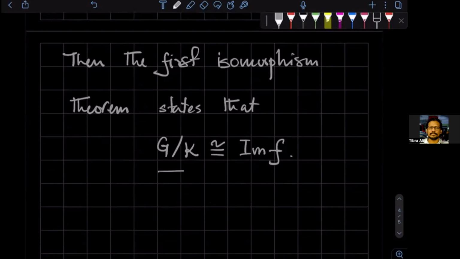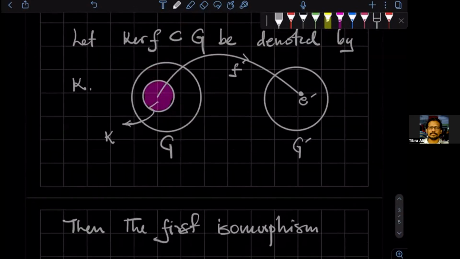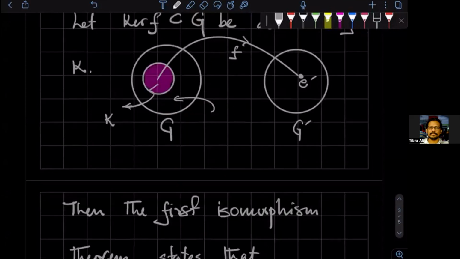What is G over K? G over K is the quotient group, is the coset space over here, the coset of G and K, but we know that it's a group because we know that K is a normal subgroup. That was one of the things that you had to prove.